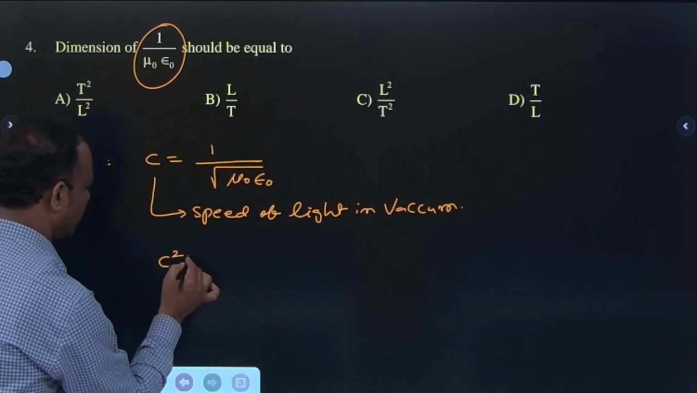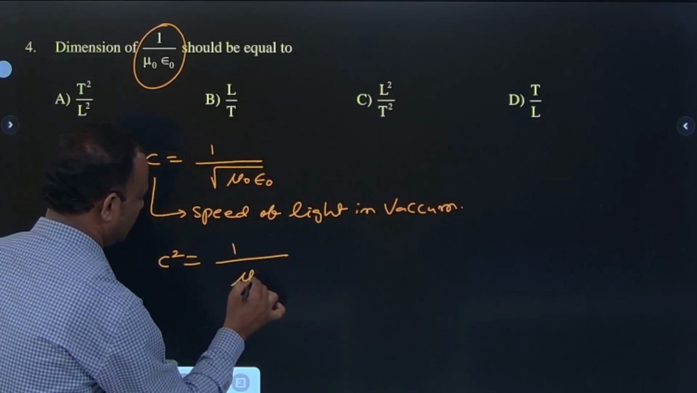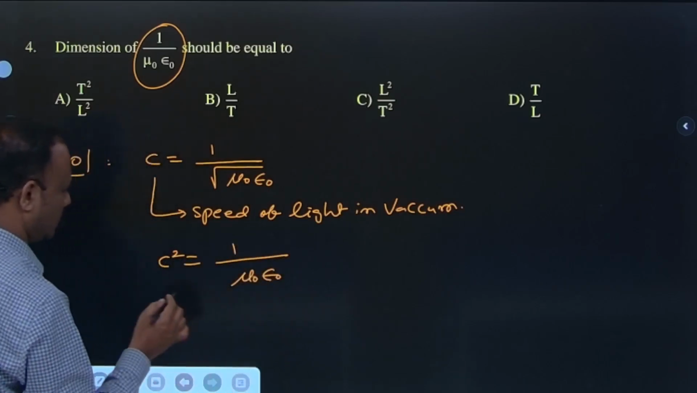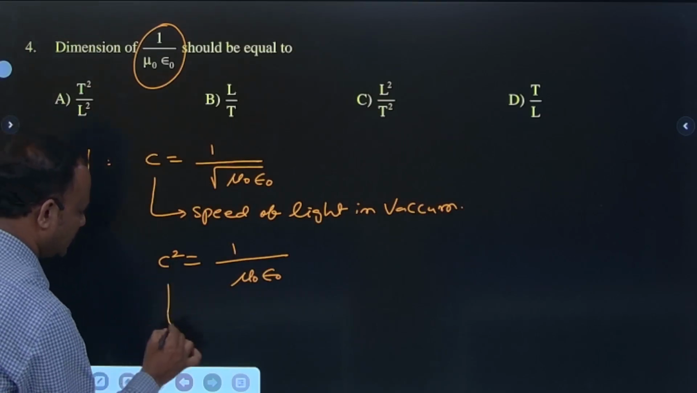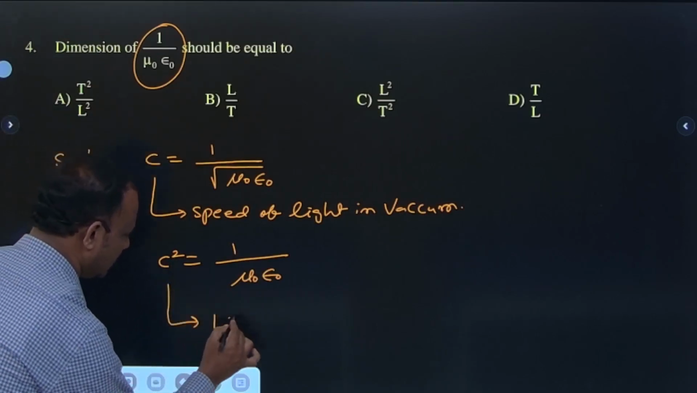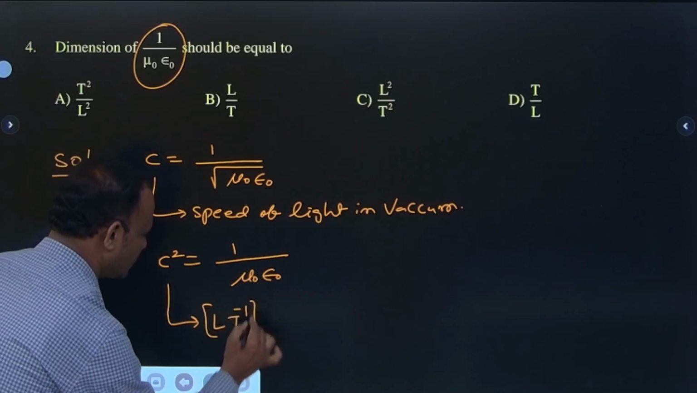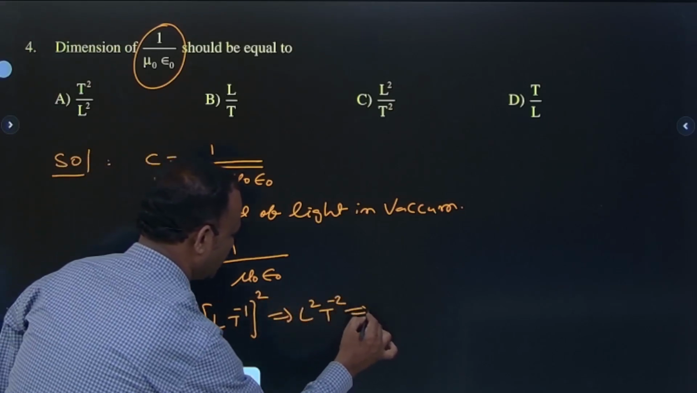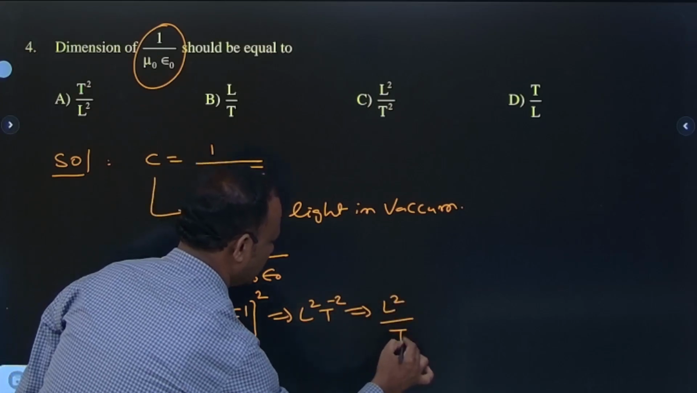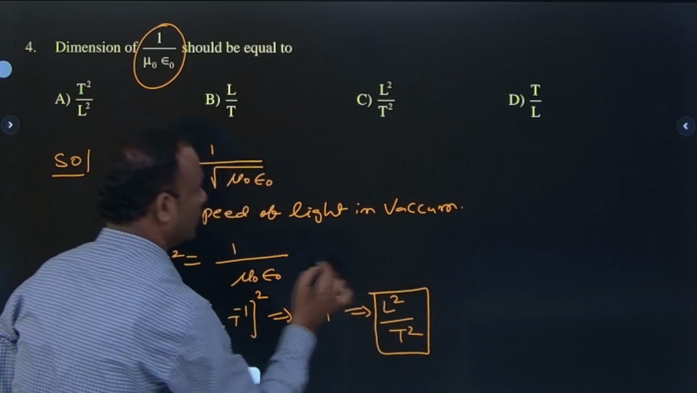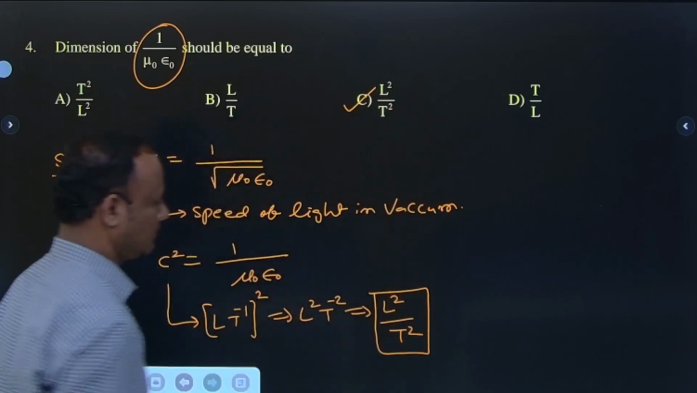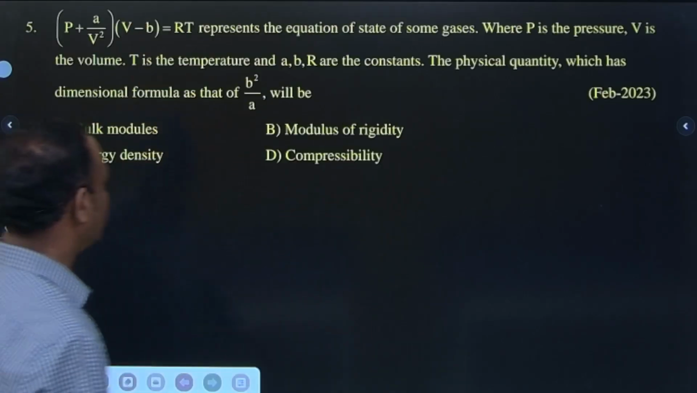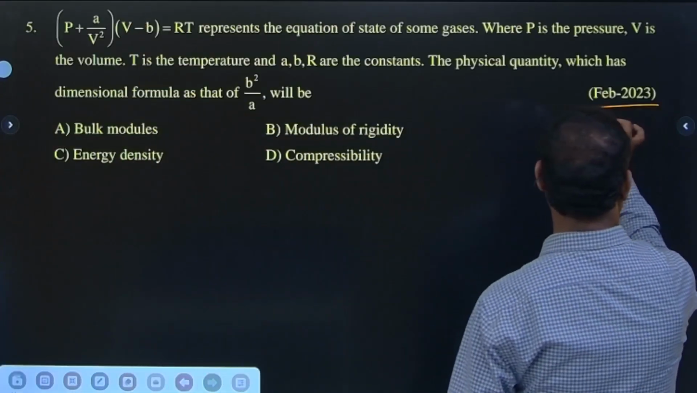So C square is equal to 1 by mu naught epsilon naught. What is the dimensional formula of C square? C is LT inverse, whole square will be L square T minus 2, which means L square by T square. So your answer is C. Here is the next question, this is from 2023 again.